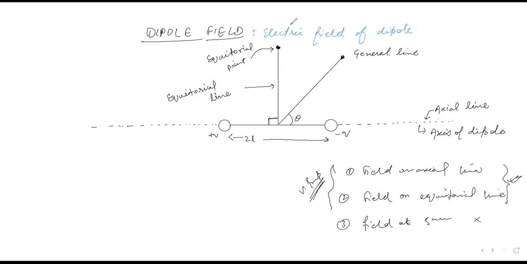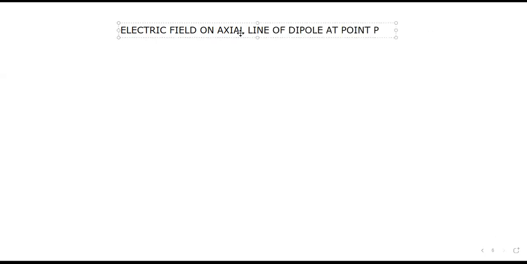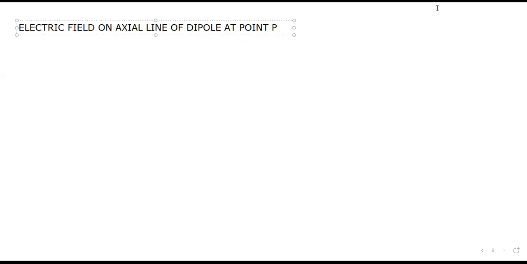Now our next heading is electric field on the axial line of the dipole at point P. Electric field on the axial line of the dipole at point P. This is your next heading.